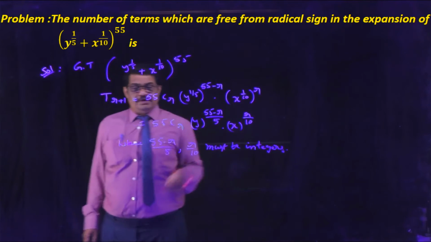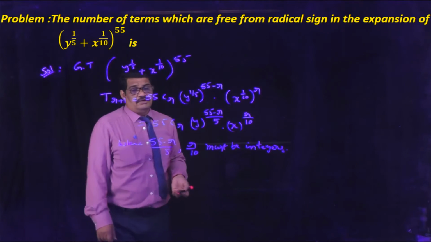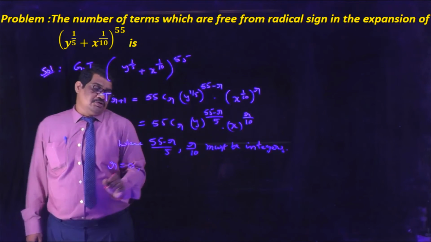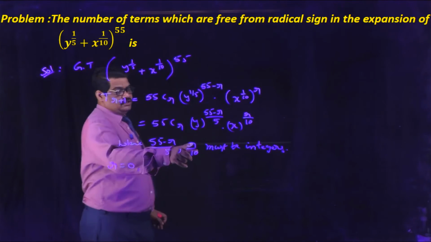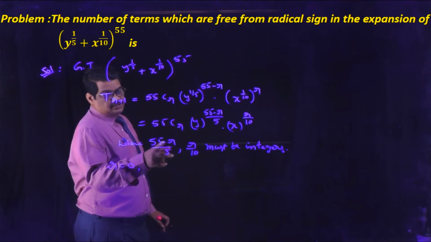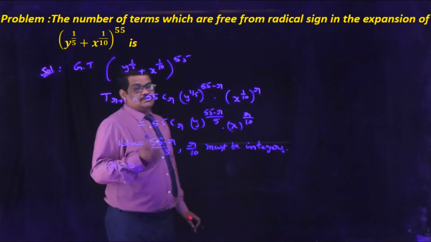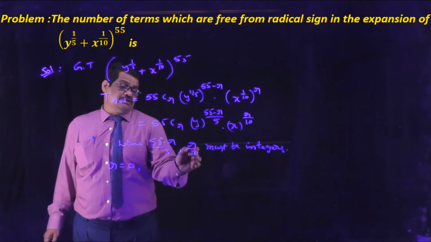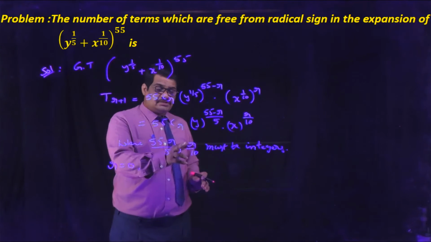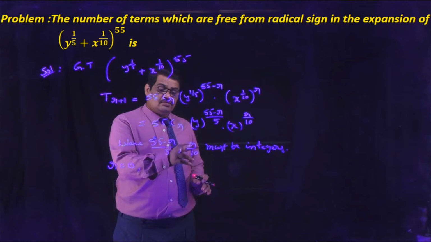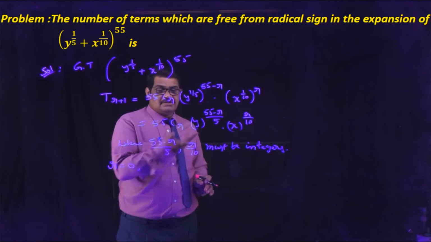These are integers. If you take r equal to 0, then 0 by 10 is divisible, and 55 minus 0, that is 55 by 5, is also divisible by 5. Next, if we take r equal to 10, then only this r by 10 is an integer.